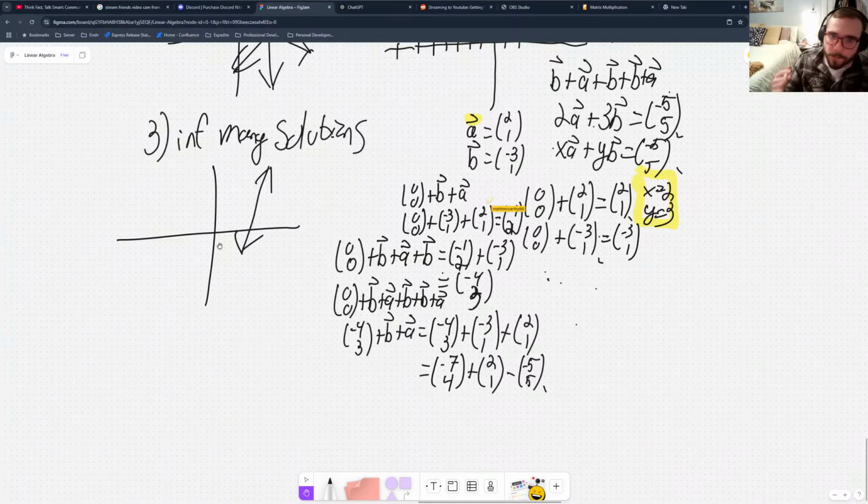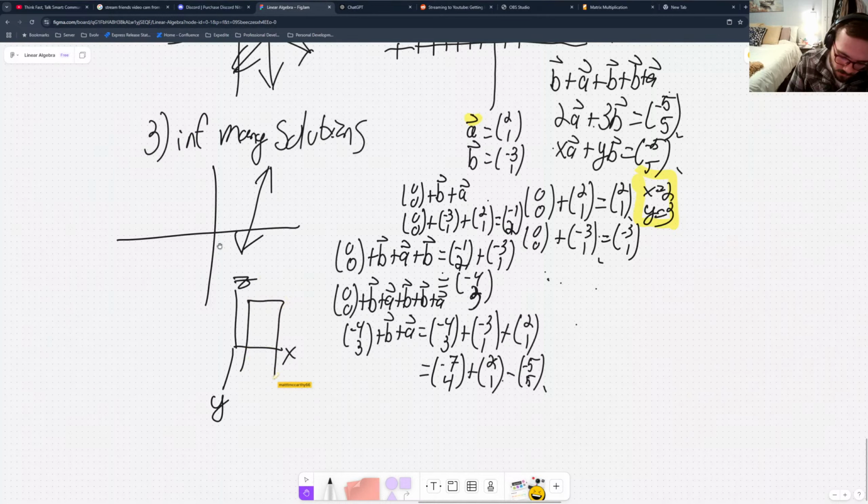Or if this were in more than two dimensions, you end up looking at things in terms of planes. So if you have x, y, z, usually you end up graphing these with planes, right?